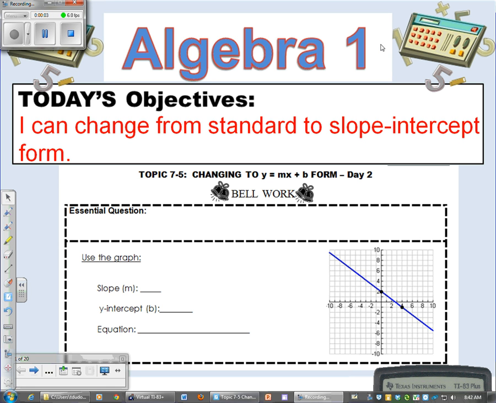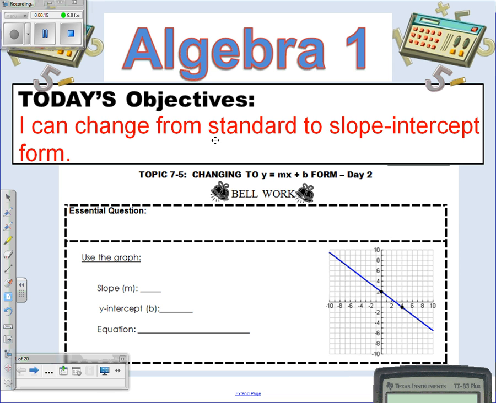This is topic 7-5, changing to y equals mx plus b form, day 2. Our objective for today is I can change from standard to slope-intercept form. So yesterday we spoke about standard form being the form ax plus by equals c, and slope-intercept form being y equals mx plus b.